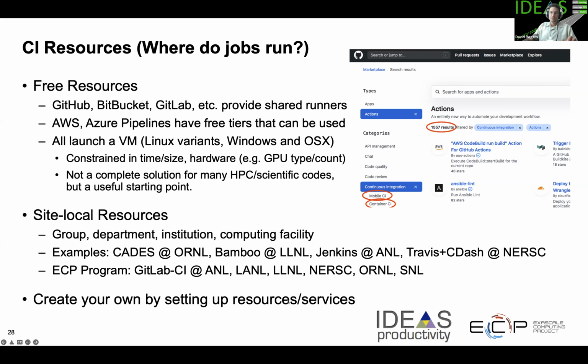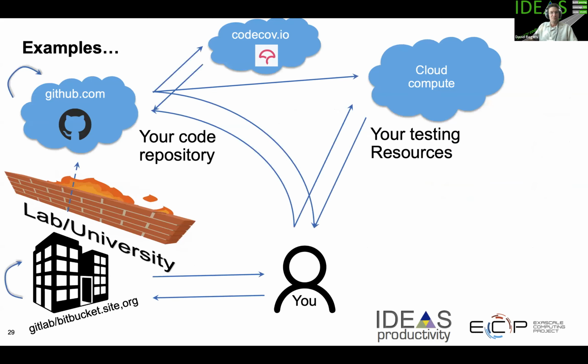Okay, so now that I've covered some content and also given a shout out to the ECP CI team, who is building great stuff, I'm going to go on to a picture of how this all can work in the network map space, or the data flow picture.